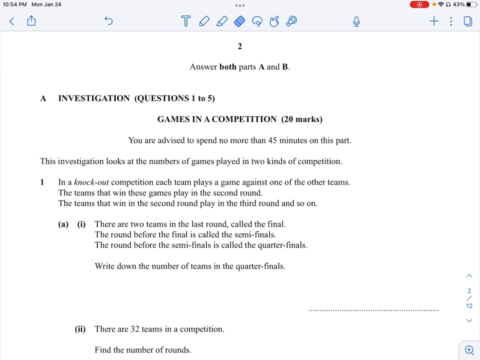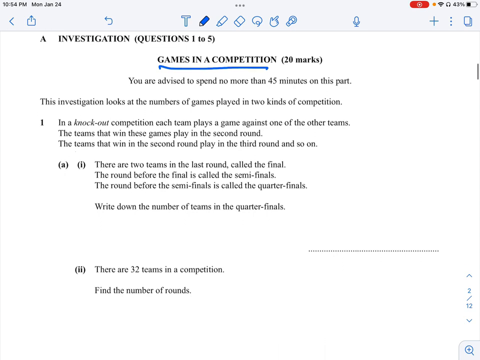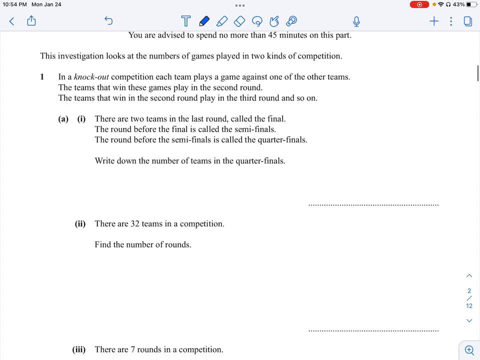First question is about games in a competition. So we shall read this question carefully. This investigation looks at the number of games played in two kinds of competition. The first kind of competition is a knockout competition. Each team plays a game against another team. The teams that win these games play in the second round. The teams that win in the second round go to the third round and so on.